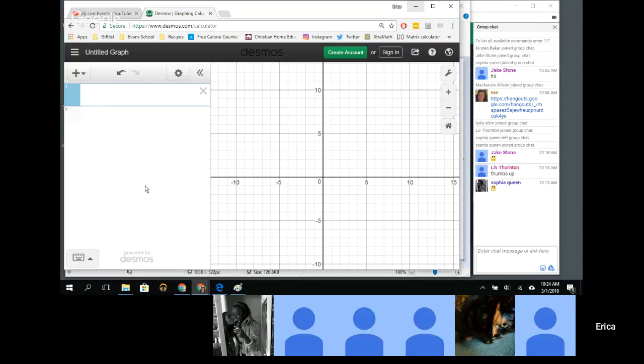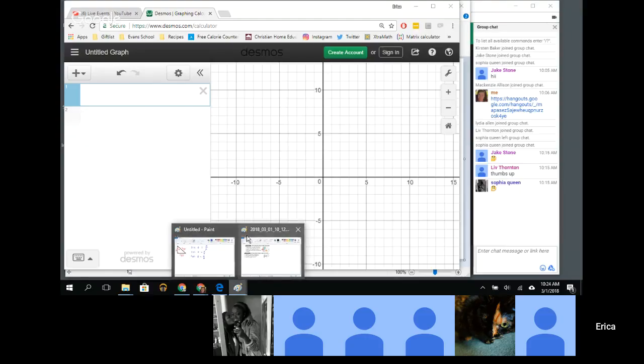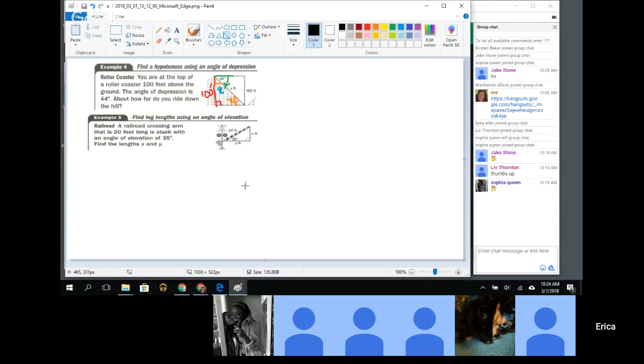Awesome. All right. So you guys, I want you to try it. I'm going to do this problem, but I want you to try it too. A railroad crossing arm that is 20 feet long is stuck with an angle of elevation of 35 degrees. So I think angle of elevation makes sense, right? It's elevated by 35 degrees here. Find the lengths of X and Y.